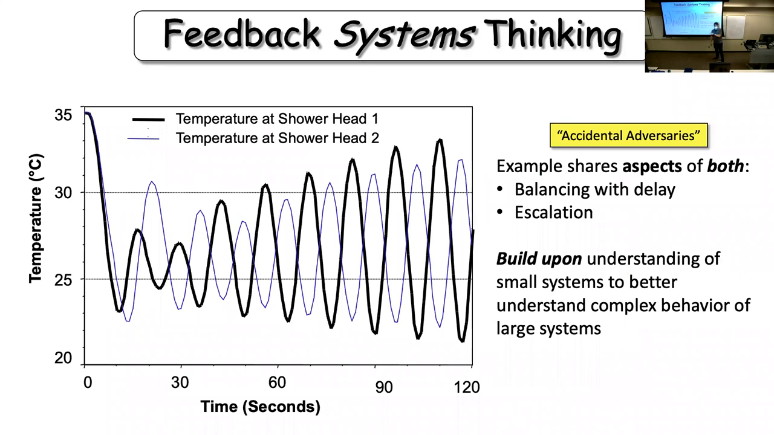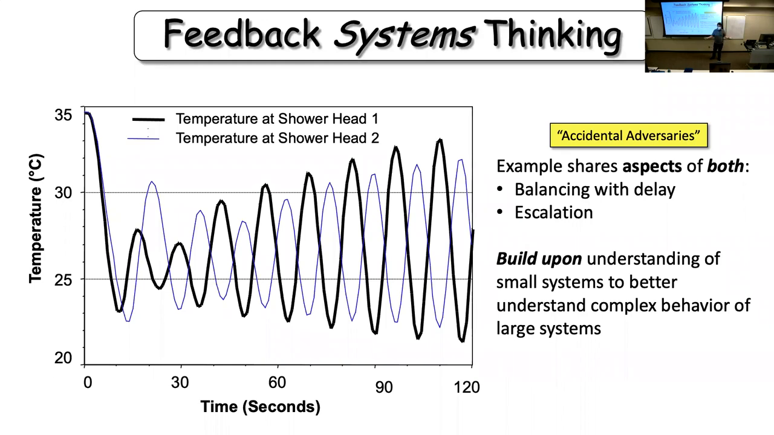Are there questions about this? Does this make sense? How I started with a balancing loop with delay, it had one behavior over time, and then I said, but in reality, we're not seeing that. What's going on? And then I zoomed out, systems thinking, realized there's another shower in the system and they're coupled.